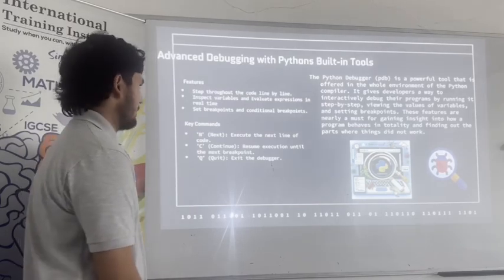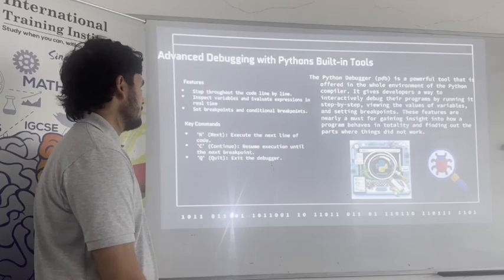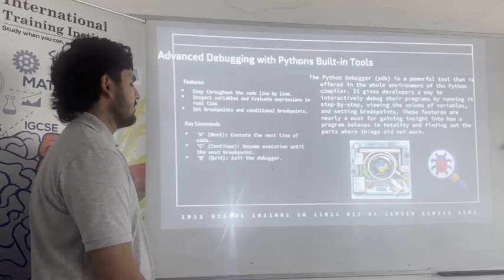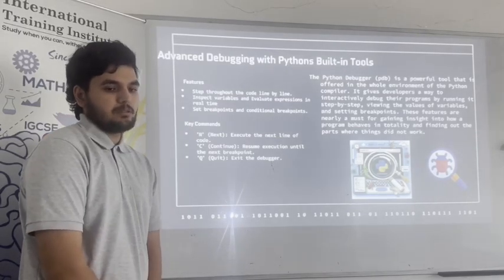Some of the key commands are N, which is known as next. It will execute the next line of code. C, which is also known as continue, will resume the execution until the next breakpoint. And Q, which is known as quit, will exit the debugger.